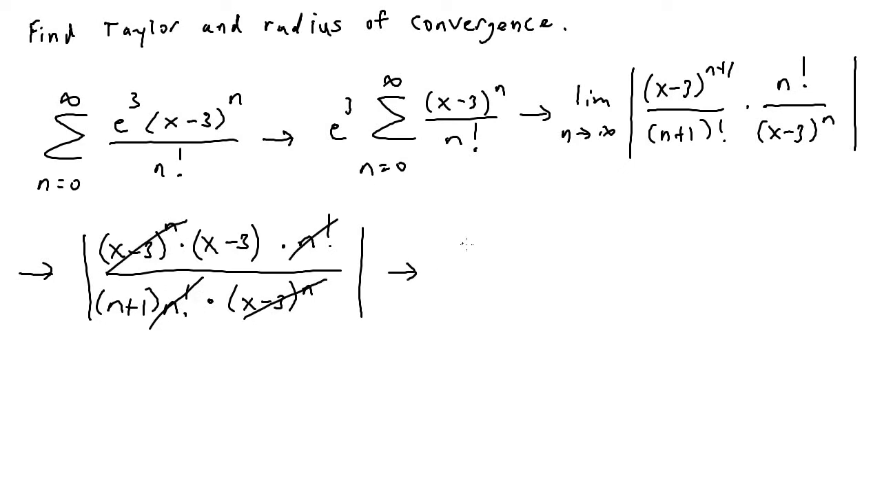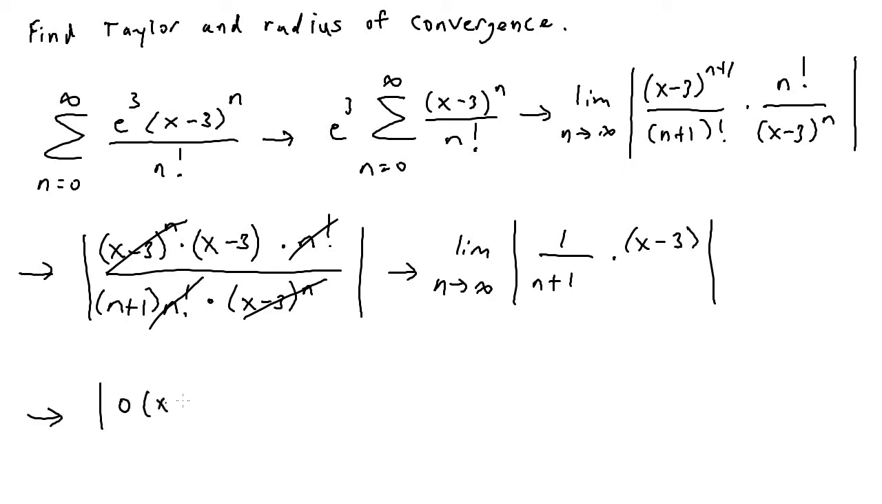So we're left with the limit as n approaches infinity of the absolute value. Now remember, it's probably good to keep the n's and the x's separate. So 1 over n plus 1 times x minus 3. That way it's easier to evaluate the limit. And so when I plug in infinity for n, we'll basically get 1 over infinity, or 0. So we'll get 0 times x minus 3, which is still 0, and the absolute value of 0 is 0.